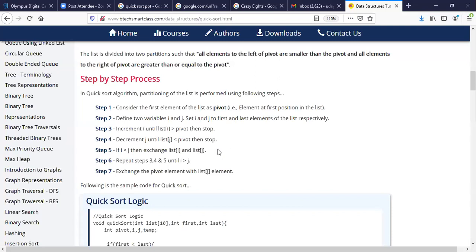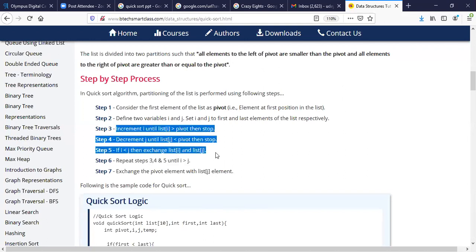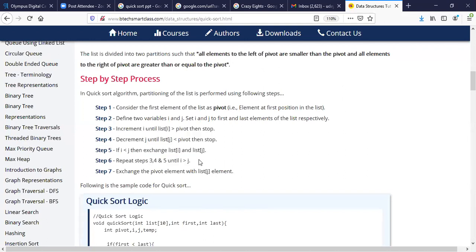Okay? So if such elements are found, you have to fix the element at a particular location. Otherwise, if I is less than j, then you have to swap the elements in the list, interchange the elements in the list. It is like your insertion sorting operation. You have to do the operation repeatedly until the condition I greater than j is achieved.